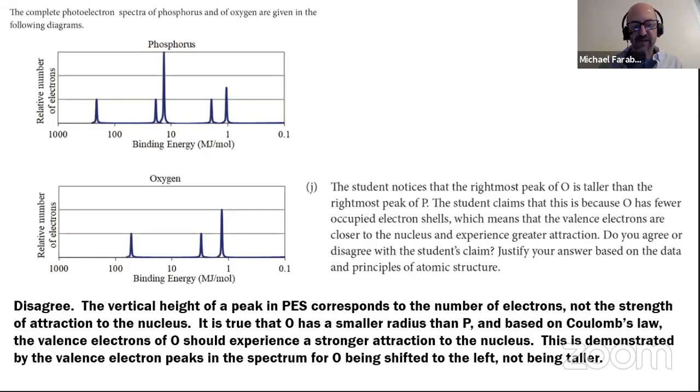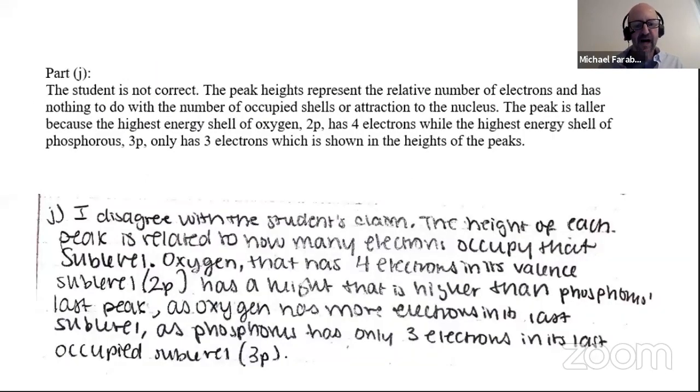Now, in terms of the binding energy, you can see that the binding energy, if you look closely along the x-axis, it is a little bit higher. But that's a result of the peak being shifted to the left for oxygen, not being taller. So we're going to disagree and talk about number of electrons. All right, the student is not correct. The peak heights have to do with the number of electrons, 4 versus 3.